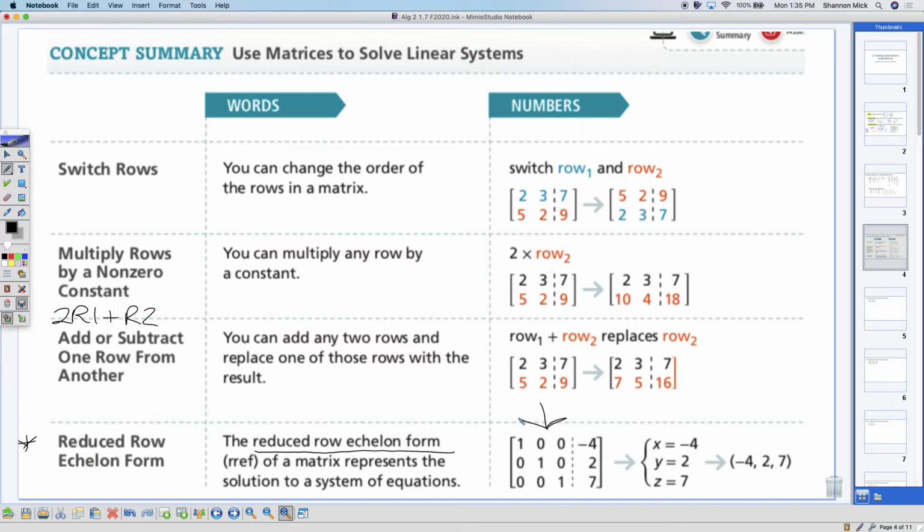Now, what is awesome about reduced row echelon form, if you look at it, all I have in the coefficient matrix when I'm done are what? Ones and zeros. So x is -4, y is 2, and z is 7. We're done. That's it. Yeah, but we gotta get there.